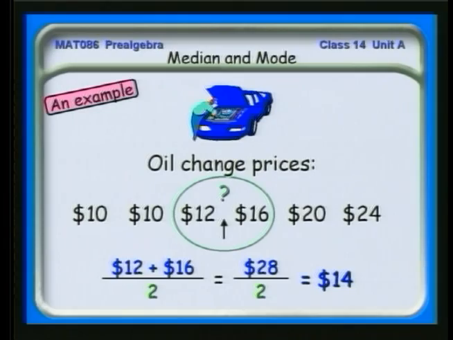so in this case our median price would be $14. When you have an even number, there's no number in the center. It's necessary then to find the number in the center to average out those two middle numbers, as I've done here.